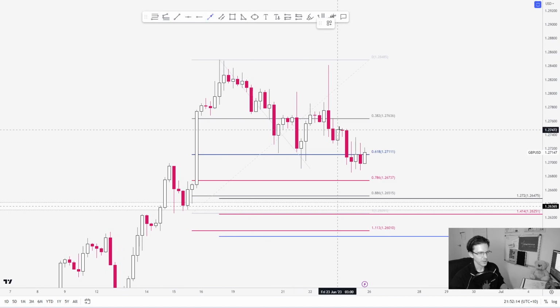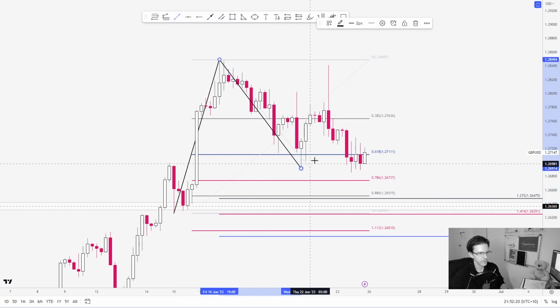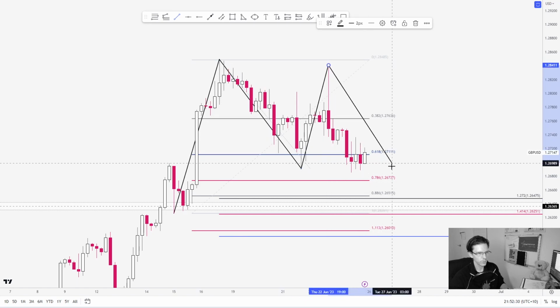Okay. Price action comes all the way up. We come all the way back down, giving us a 618. Okay, this is a B point retracement. And then we come all the way up, giving us a C point retracement. And then we've come all the way back down.